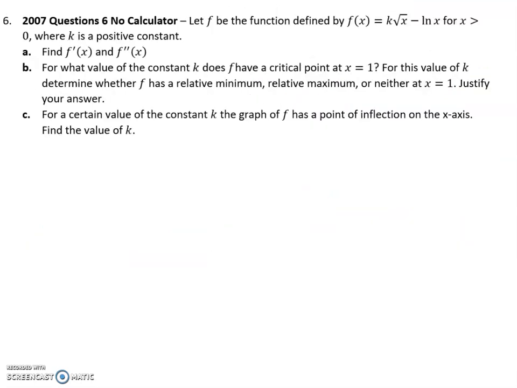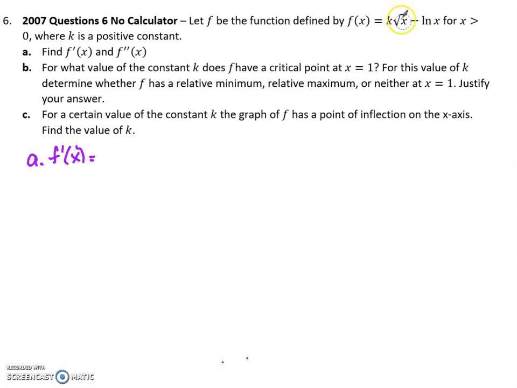Also, no calculator. They give us a function. We've got a k value that's a constant. We're only using x values greater than 0. And they first want us to find the derivative. So again, they usually start us pretty easy. So here we go. On this one, I want the derivative. So let's start with the derivative of f.